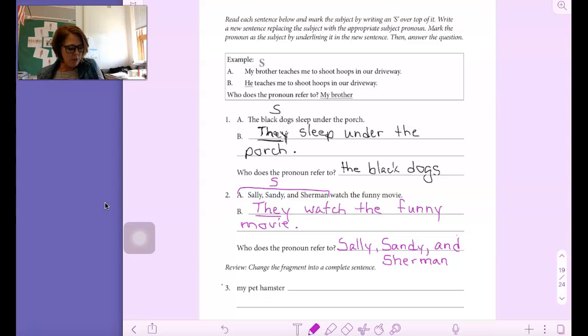You're going to do number 3 on your own. Number 3, the directions say, change the fragment into a complete sentence. So you wouldn't walk up to someone and say, my pet hamster. That's not a complete thought. It's a fragment. So I want you to make this a complete sentence. You're going to write my pet hamster over, put a capital, you need a period, and you need a complete thought. Can't wait to see what you come up with.